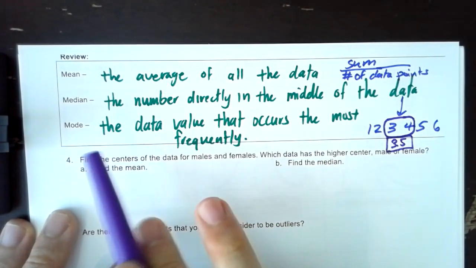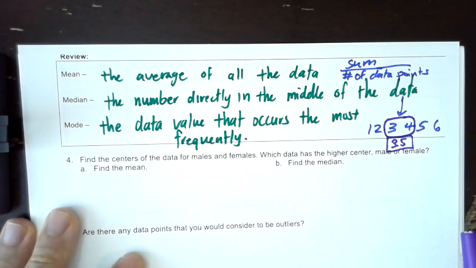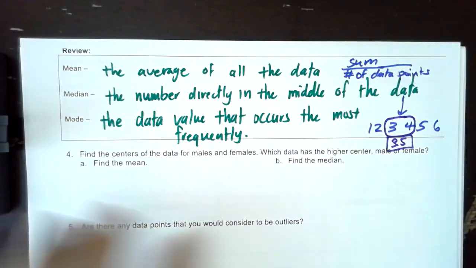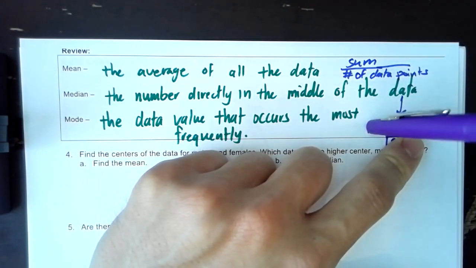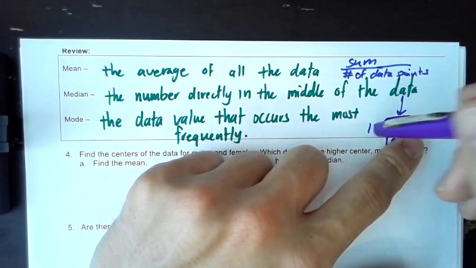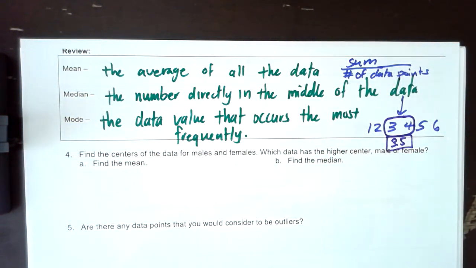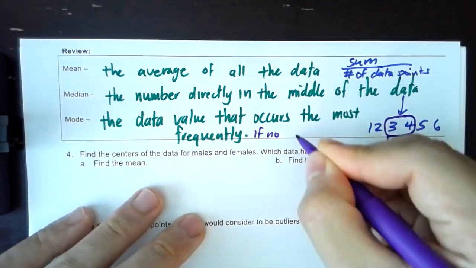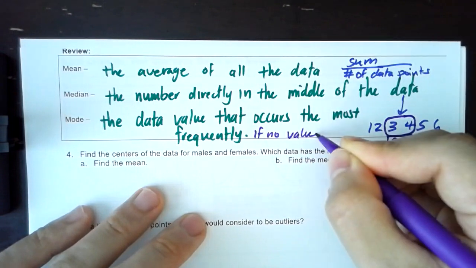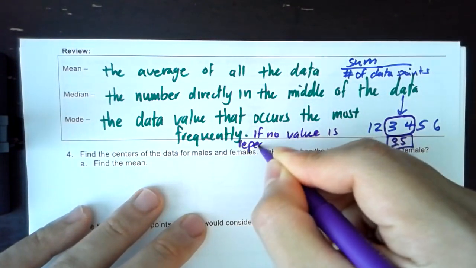Okay, and then finally, for the mode, the number that occurs the most frequently, if in this situation the numbers were 1, 2, 3, 4, 5, and 6, there actually is no mode because all of the numbers occur exactly at the same frequency. So if no number in the list is repeated, there is no mode, and that's totally fine.